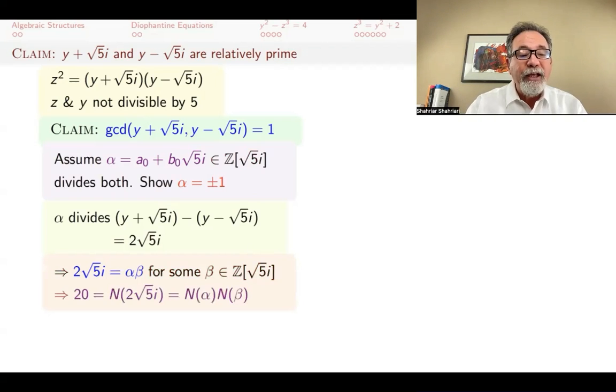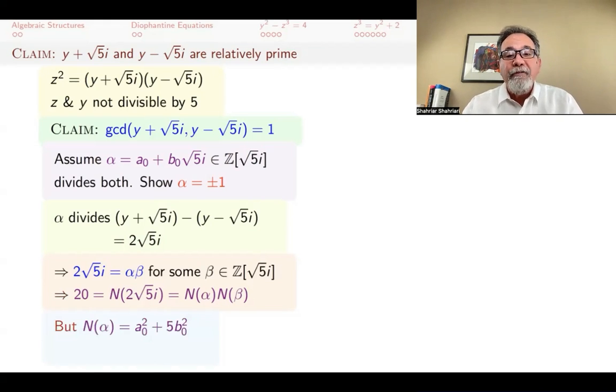What do we do with that? We take the norm of both sides. The norm of 2 times square root of 5i is 20. And the norm of alpha beta is the norm of alpha times the norm of beta. But these are now integers, and we have 2 of them that multiplied and gave us 20.